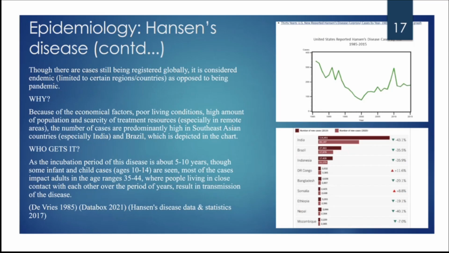And the other thing is who gets it, which is basically the age ranges of about 10 to 14 and 35 to 44. The reason for that is this disease is very slow spreading, unlike meningitis. So it takes several years for the incubation period, which alone is about 5 to 10 years before the bacteria actually start showing signs of decay over the skin and other pigmentation issues and skin related issues. So that's why you see the age range pretty late in the game, as opposed to meningitis, which is seen in pretty much all different types of age groups.